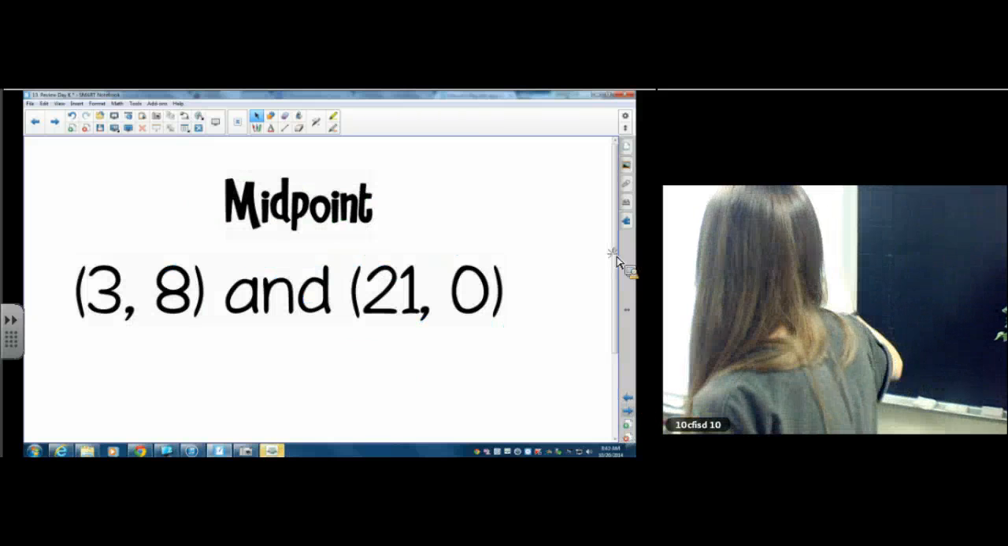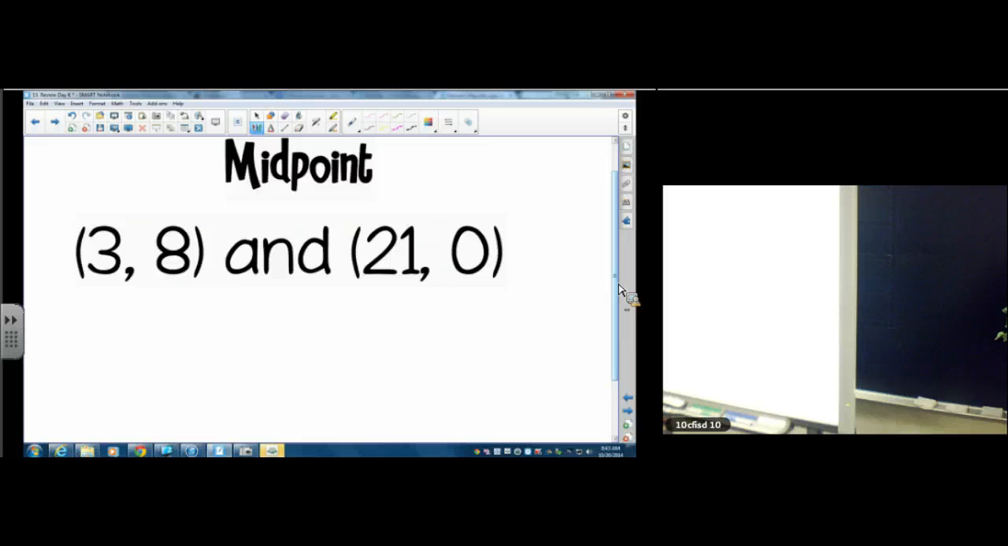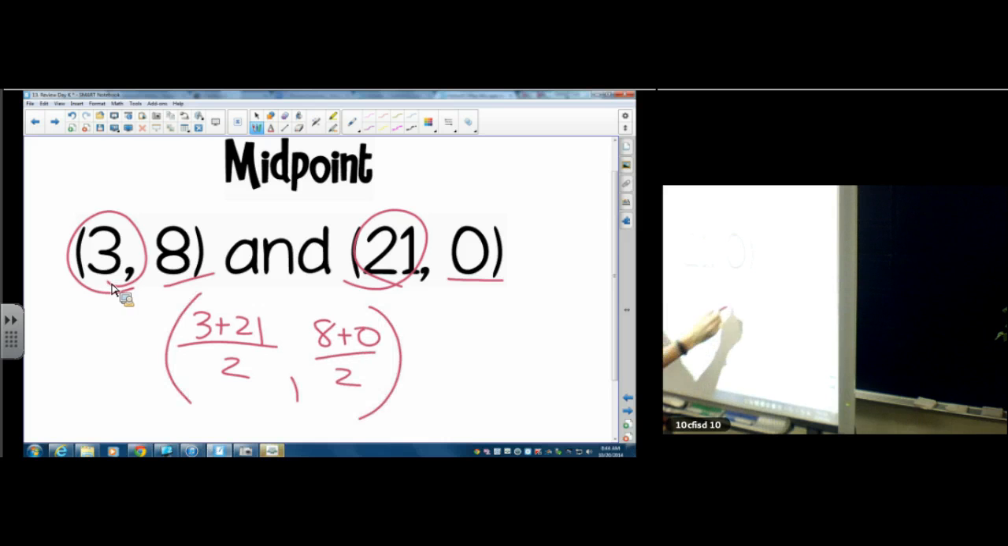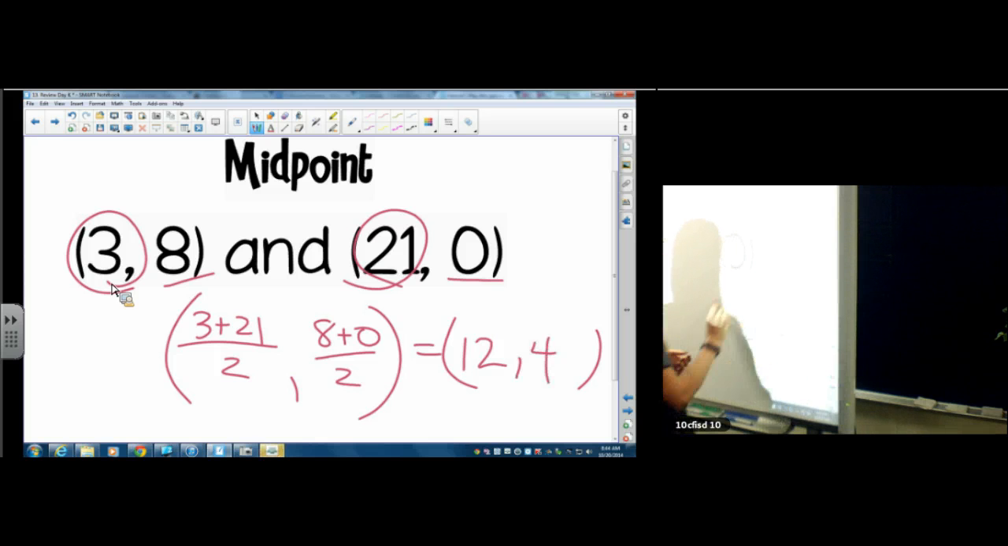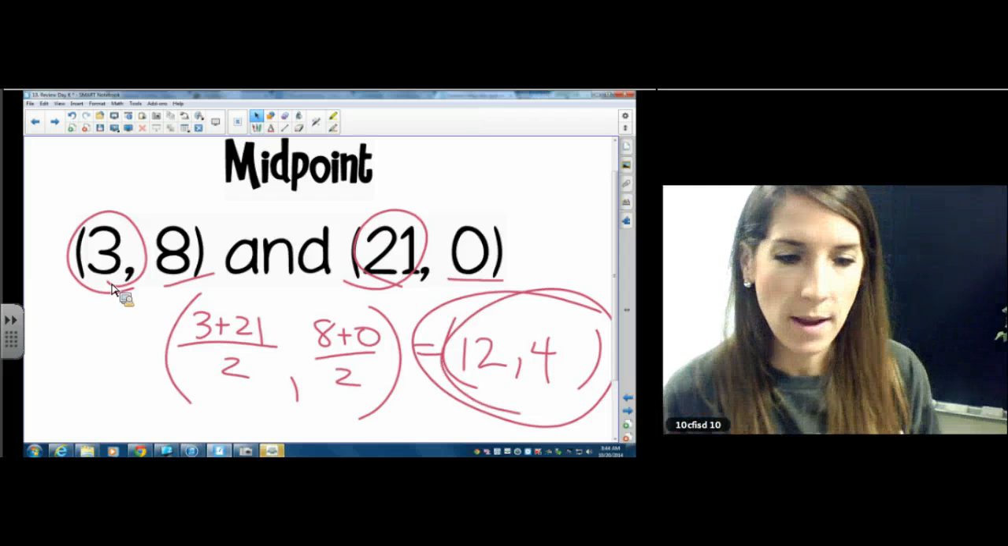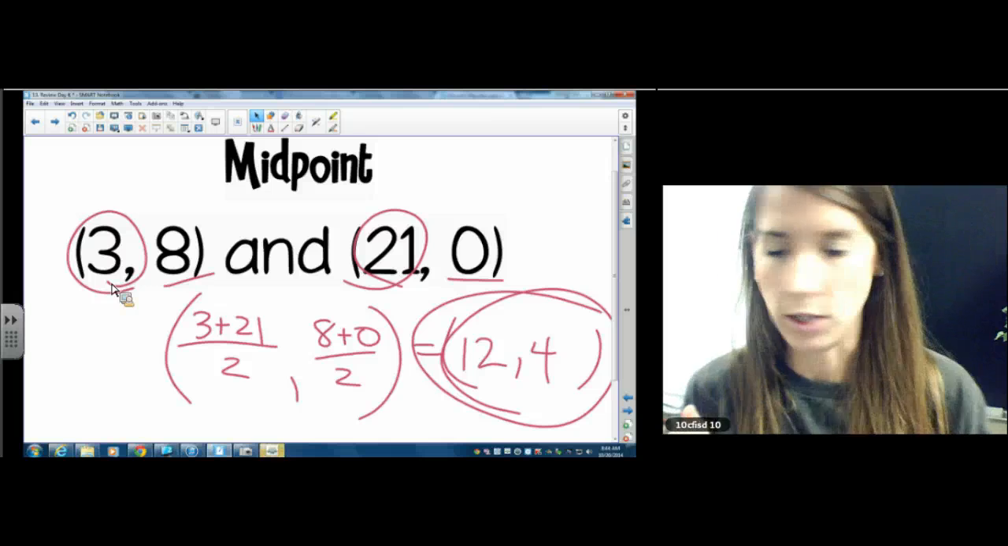Alright, so when we're doing a midpoint problem, I recommend you do it the same way. I recommend you circle the x's and underline the y's. And you're simply finding the average. When you find the average of something, you add it up and divide by 2. So midpoint is your friend. Midpoint is one of the easiest problems. So it'd be 24 divided by 2, should get you 12, and then it would be 8 divided by 2, which would get you 4. So that is a quick and easy problem. Midpoint, add your x's, divide by 2, add your y's, divide by 2.